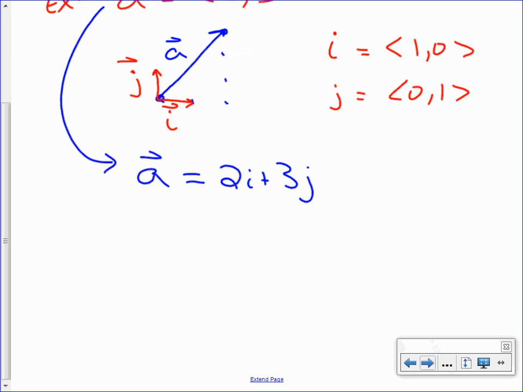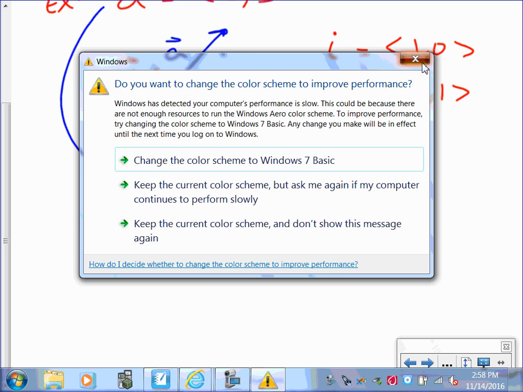And this is called standard vector form. If that's i, then there are 2 i's to go that way and 3 j's to go up the other way. Still working on this unit vector thing. First, we have to know how to write it in standard form, and then we'll continue.